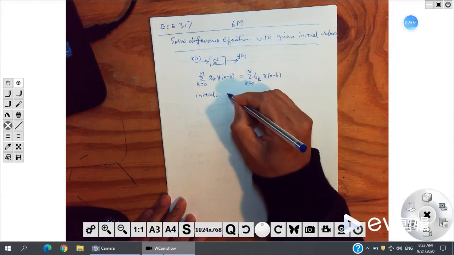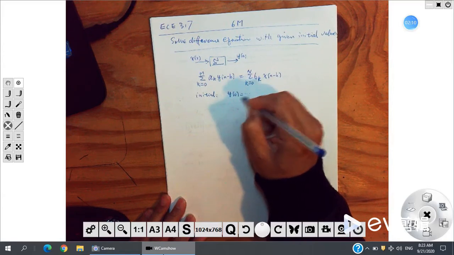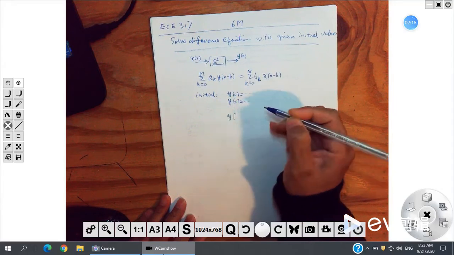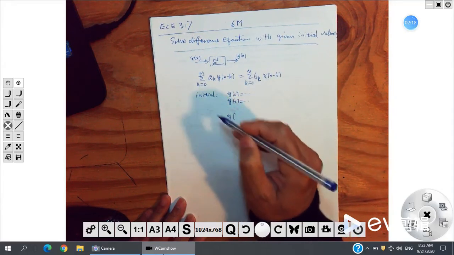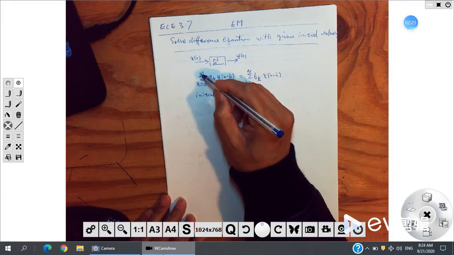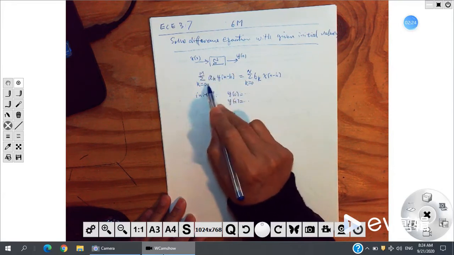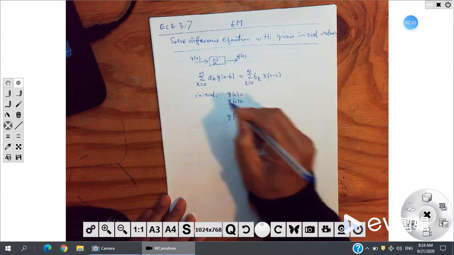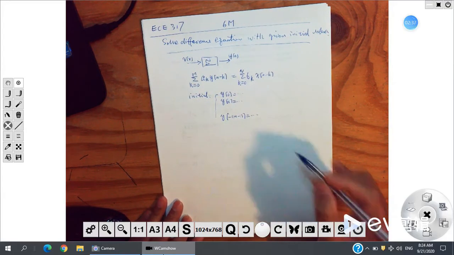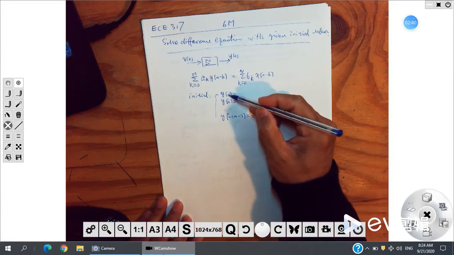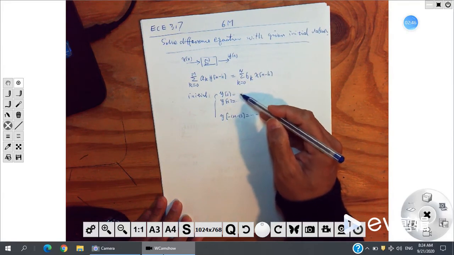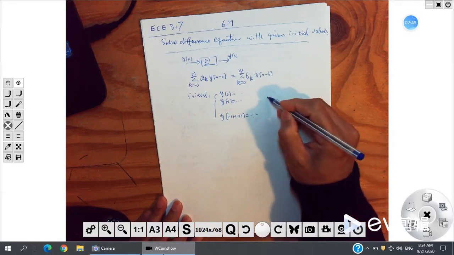We have initial values: y of 0 equals something, y of negative 1 equals something, and so on. Okay, how many initial values? It depends on this m, the order of the system. So here the order is m, then we need the m initial values. Here I choose the times 0, negative 1, until negative m minus 1 to set up the initial values.